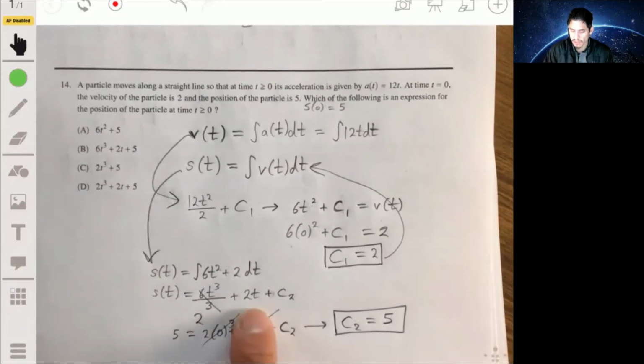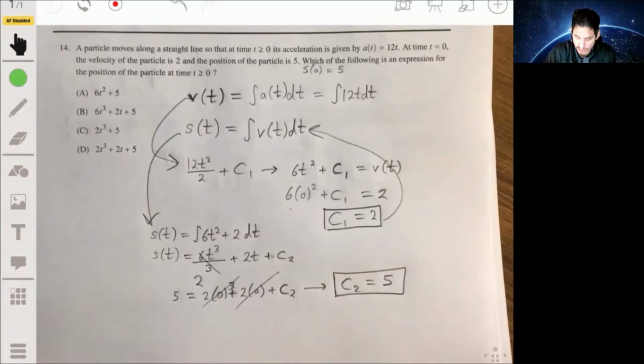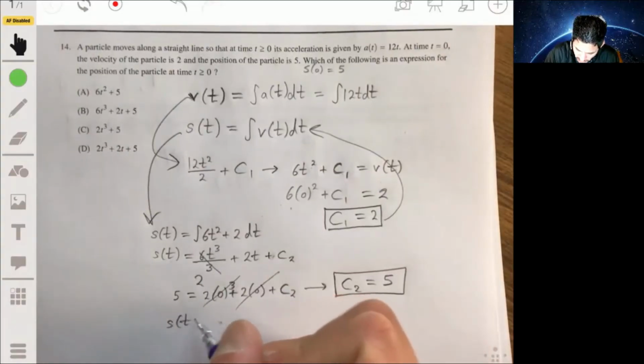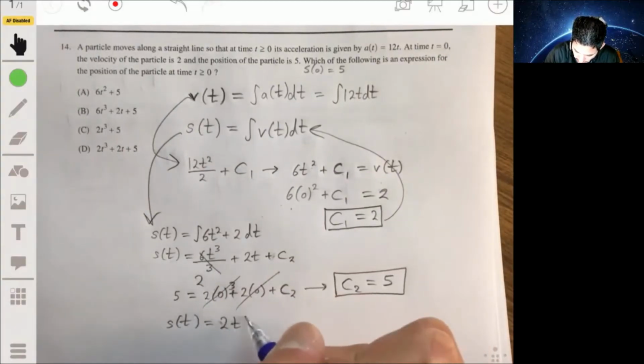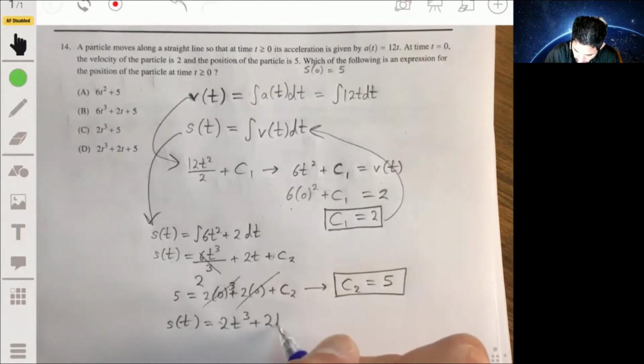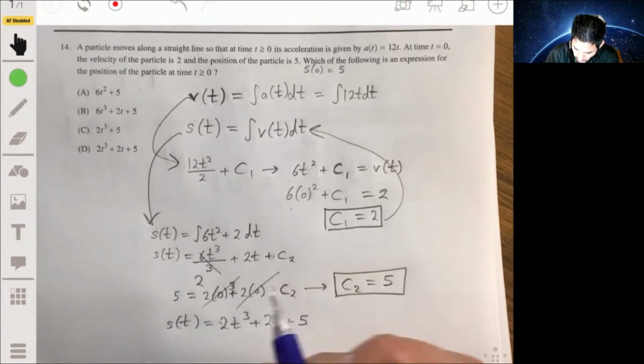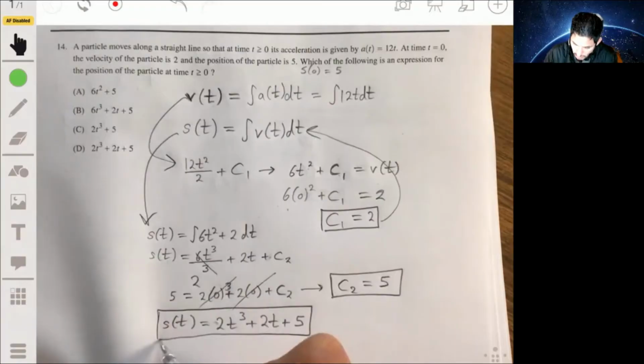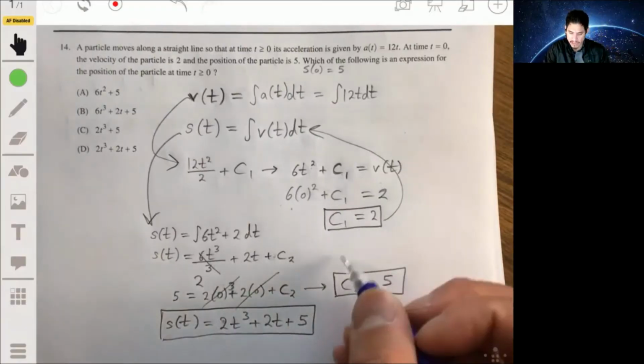And then now you can write your expression for the position function as s of t is equal to 2t cubed plus 2t plus 5. So your answer will be D.